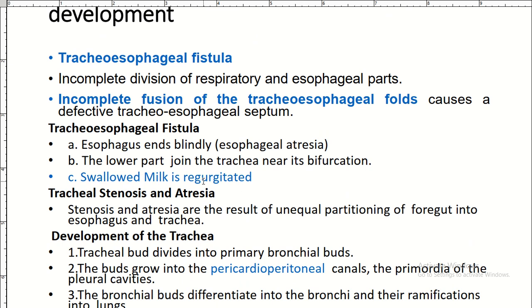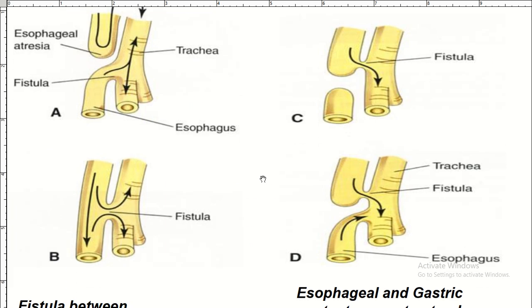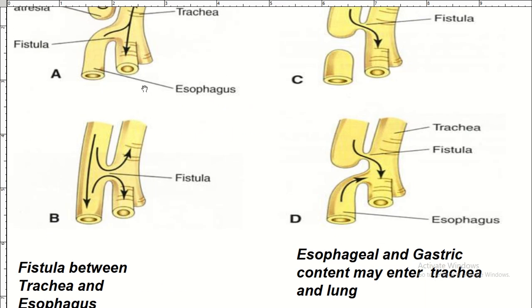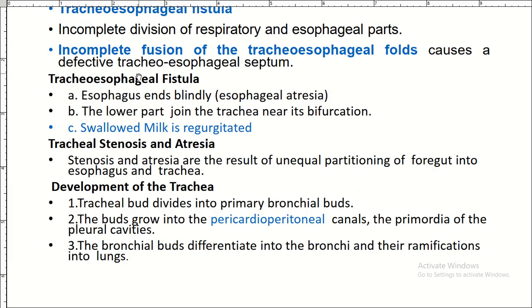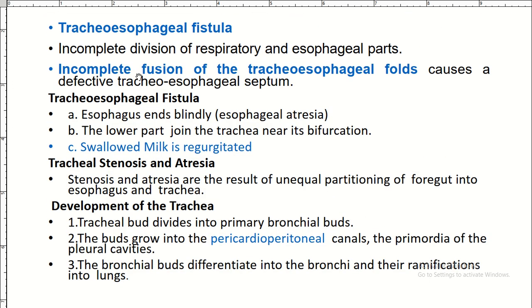So how do you see? Swallowed milk is regurgitated. So the baby won't be able to swallow milk. You can see because there's a blind end. So milk is going to what? To be regurgitated. So take note of this. This is going to be the most common, right? And there's this type and another type like this one, the most common, where you have your esophageal atresia and the tracheoesophageal fistula at the level of its bifurcation. Right. So we see it by regurgitation of swallowed milk.